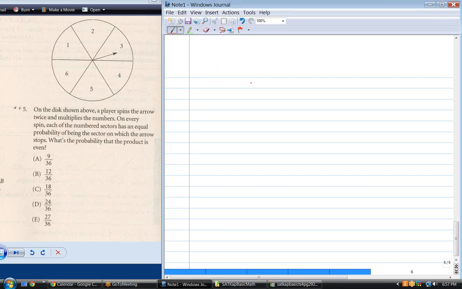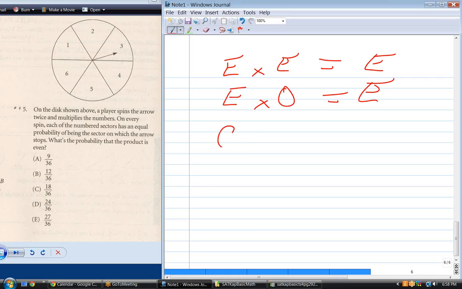What does it take to produce an even product? Either two even numbers or an even and an odd. Okay, so we can do an even times an even, or an even times an odd. Both of those are even. The only one that's not is odd times odd. Okay? So let's figure out the probability that we'll get an odd number, and we'll know that the probability of an even number is 1 minus that. Right?